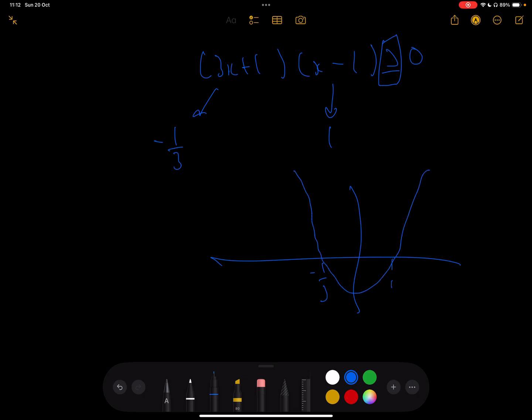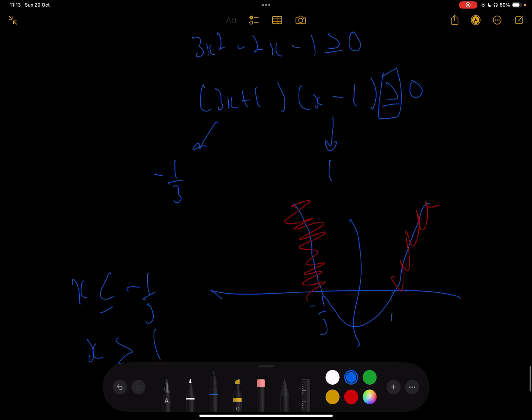Where is it greater than or equal to 0? It's up here, and up here, therefore it can be stated that x has to be less than or equal to negative a third, and x is greater than or equal to 1, right? If you're unsure where I got that from, this just means this function has to be greater than or equal to 0, so y has to be greater than 0 here.